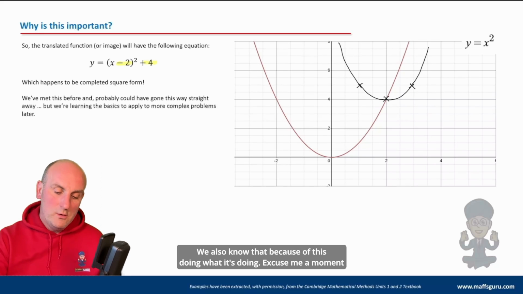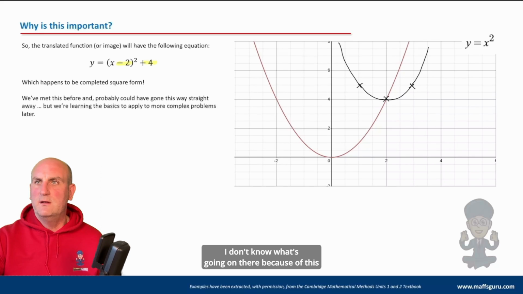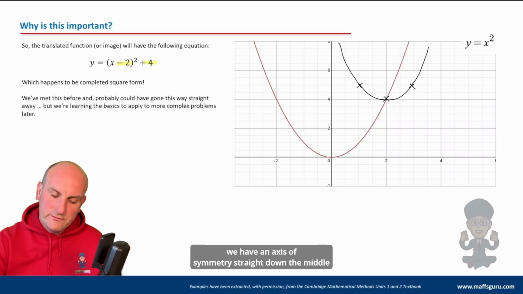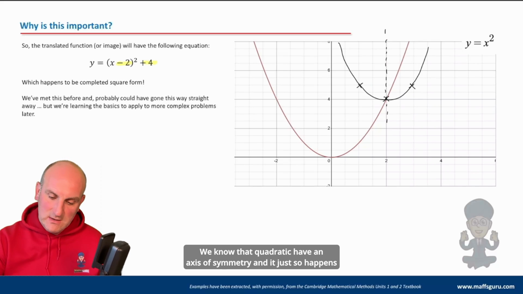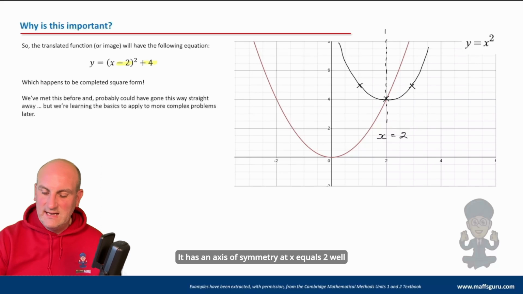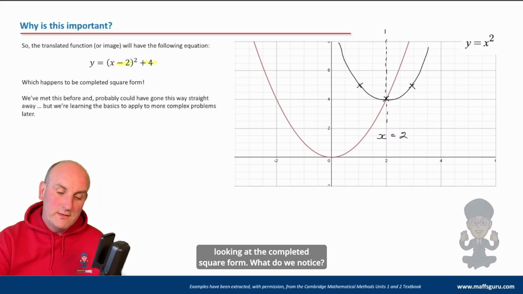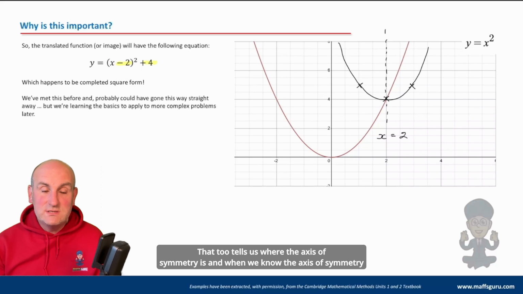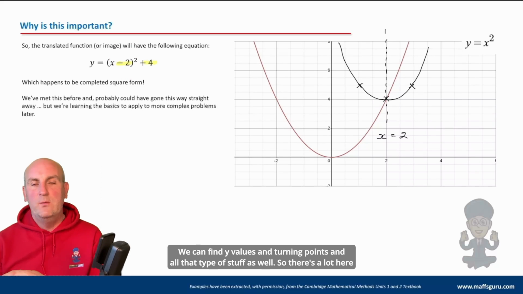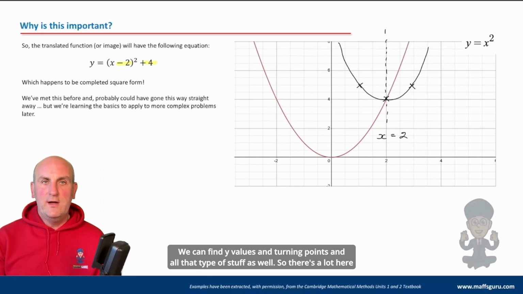We also know that because of this doing what it's doing, we have an axis of symmetry straight down the middle. We know that quadratics have an axis of symmetry, and it just so happens it has an axis of symmetry at x equals 2. Well, looking at the completed square form, what do we notice? That 2 tells us where the axis of symmetry is. And when we know the axis of symmetry, we can find y values and turning points and all that type of stuff as well. So there's a lot here, yes?